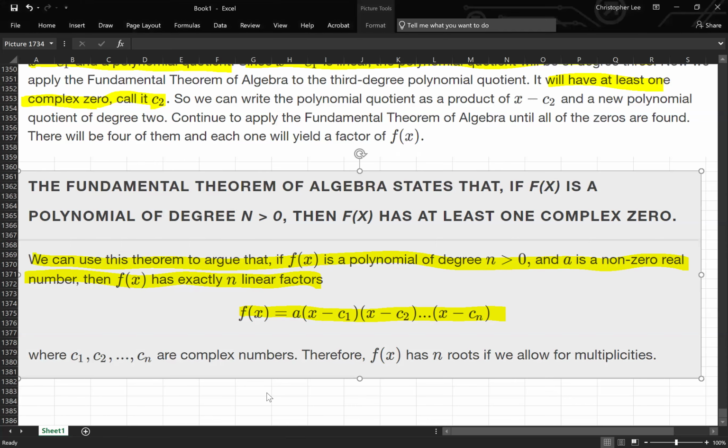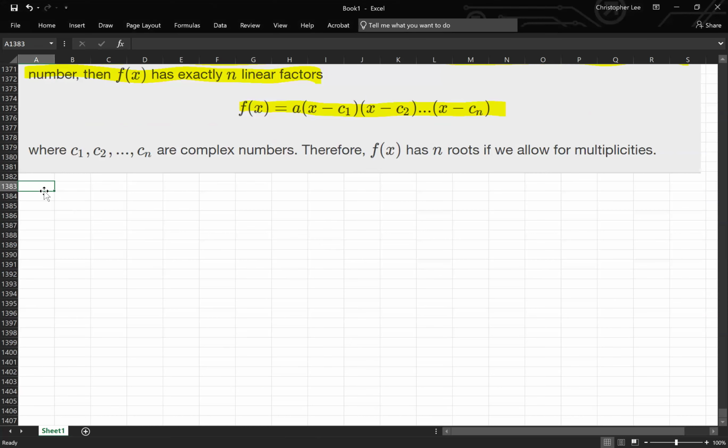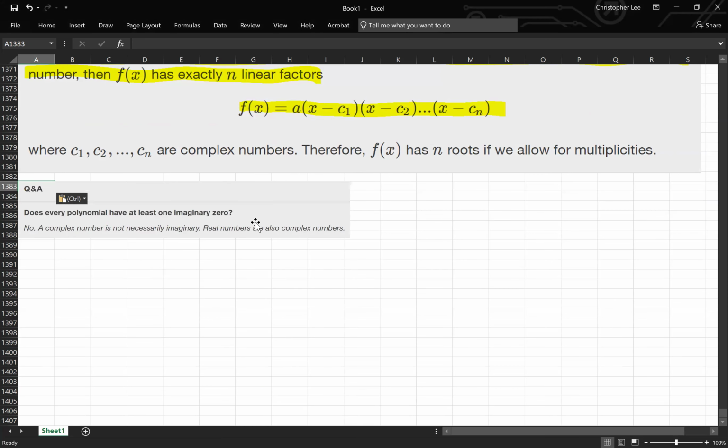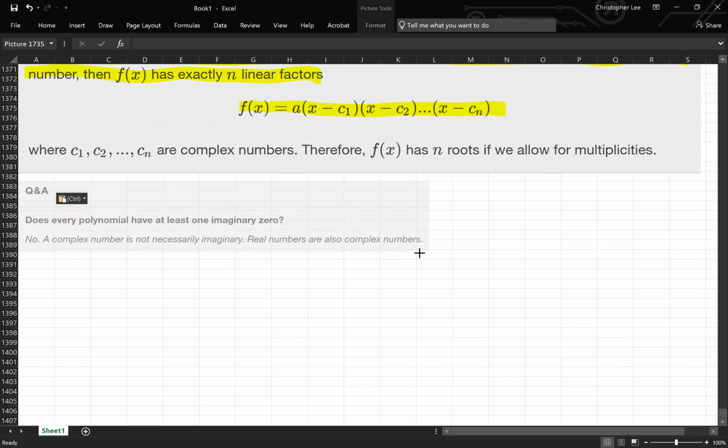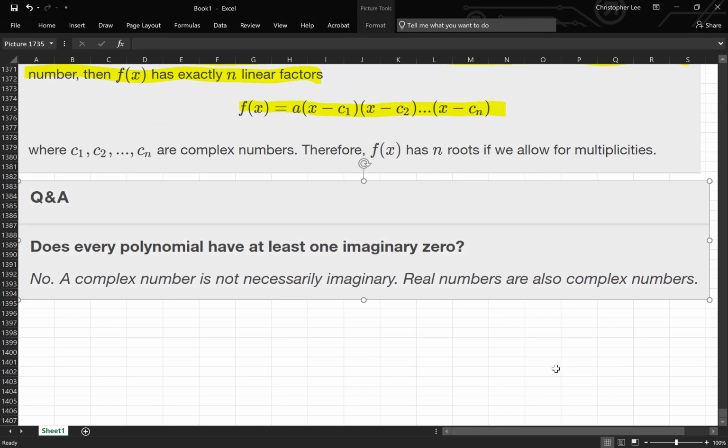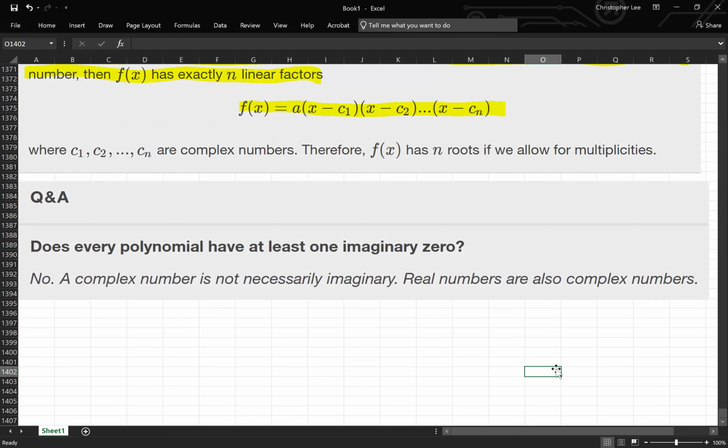Now, I know someone has a burning question right here. Does every polynomial have at least one imaginary zero? No. A complex number is not necessarily imaginary. Real numbers are also complex numbers. You remember, complex numbers are of the form a plus bi. If it doesn't have an imaginary component, all that means is that b is equal to 0. It's still complex. It's just a plus 0i. So that's what that's saying.